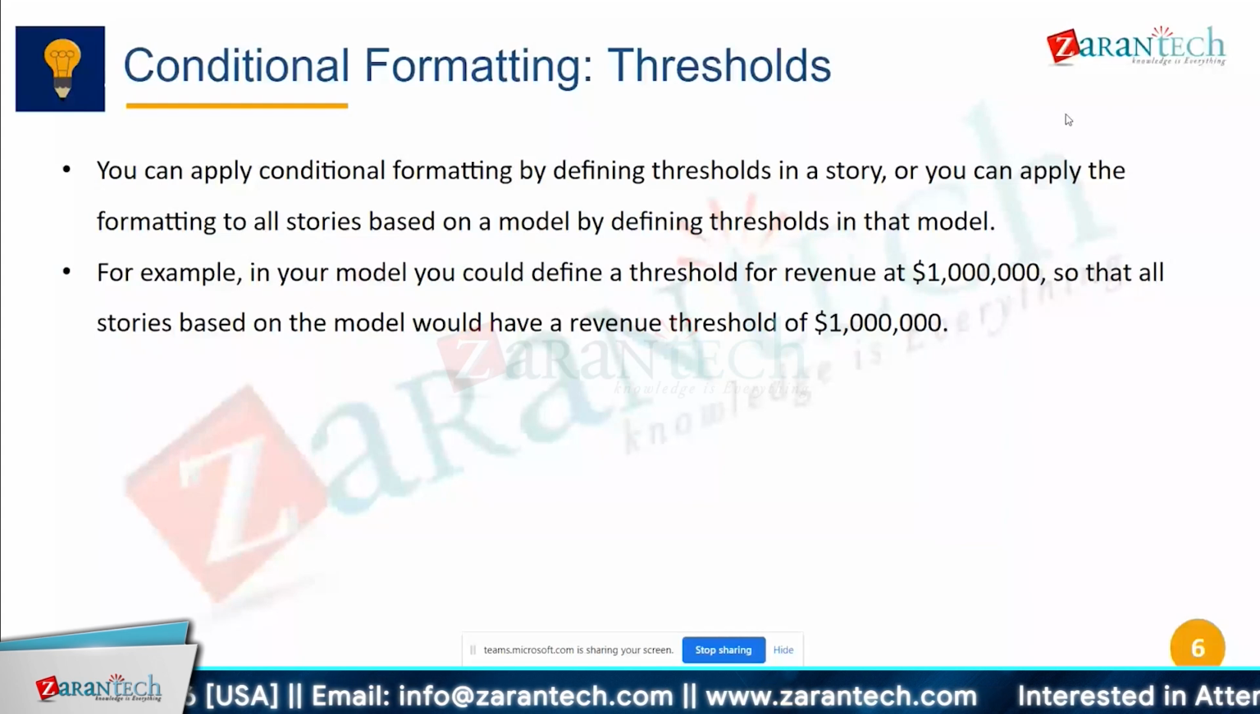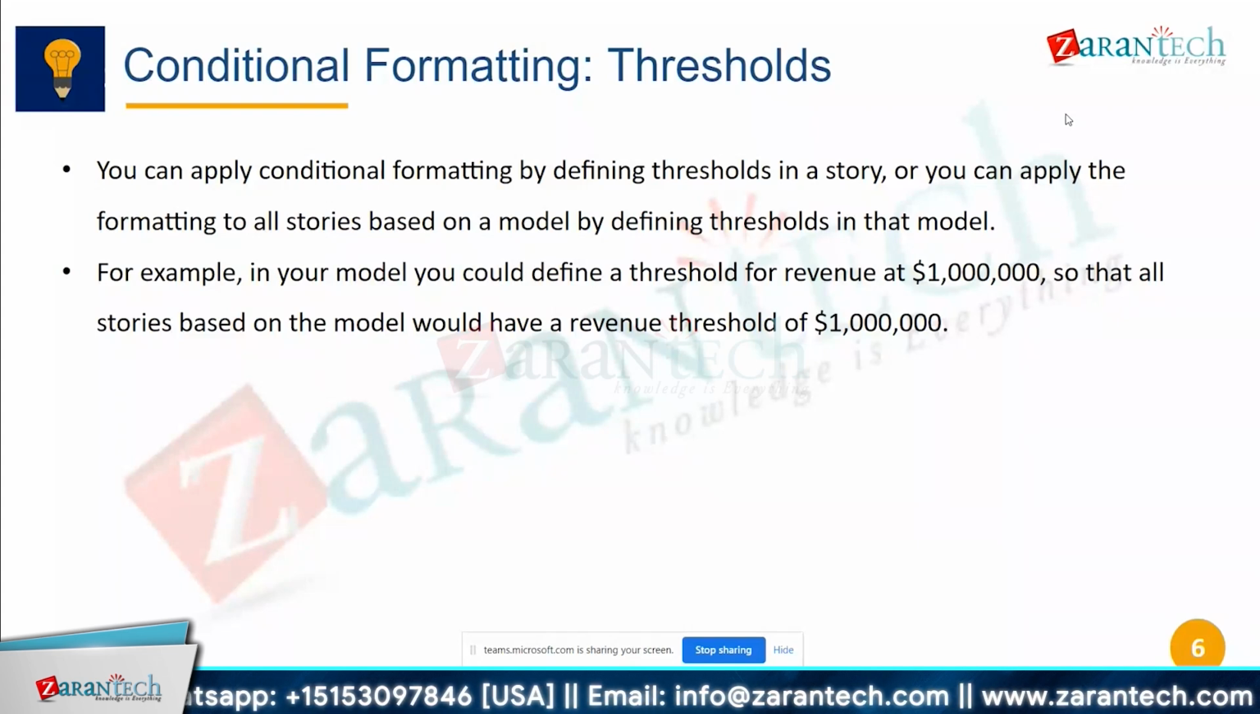There are two types: you can create conditional formatting with respect to a model or with respect to a story. If you use it in a model, then you can use it in all the stories where this model is consumed. But when you create thresholds only with respect to a story, it can't be reused across stories. It is specific to only that particular story. One small example: you can define a threshold for revenue of 10 lakhs, so that all the stories based on the model would have that revenue threshold of lakhs.